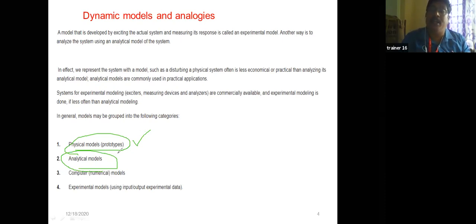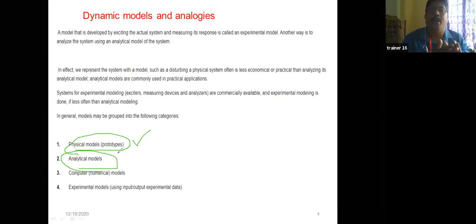But analytical models means, what I said now, that we can get the output in the form of a graph. And computer numerical models. What is CNC, computer numerical? So here we have to write a program and then we have to feed it. Even 3D printing is the same.